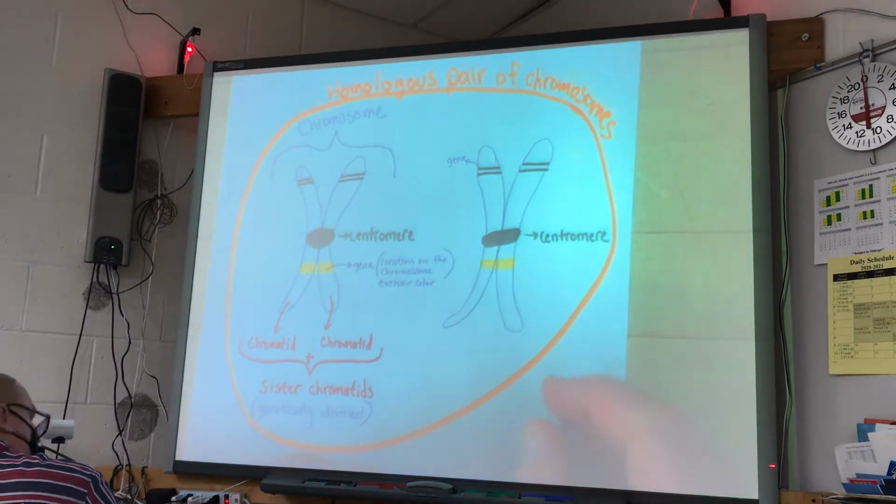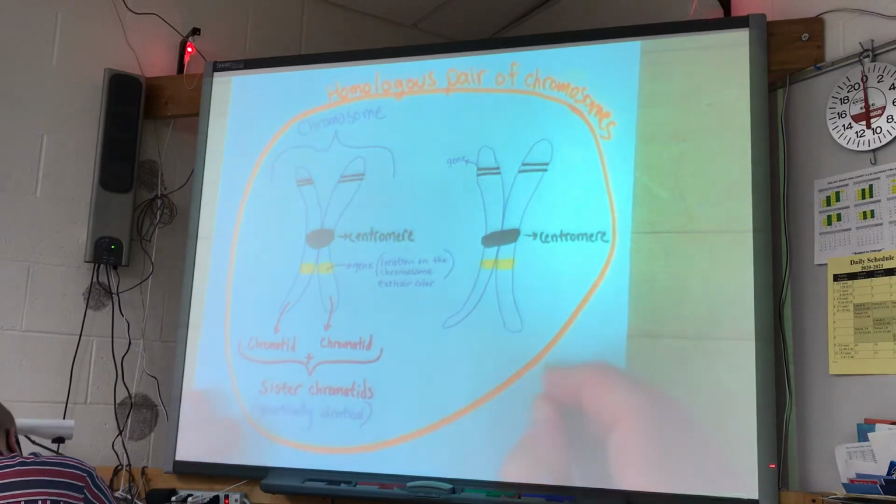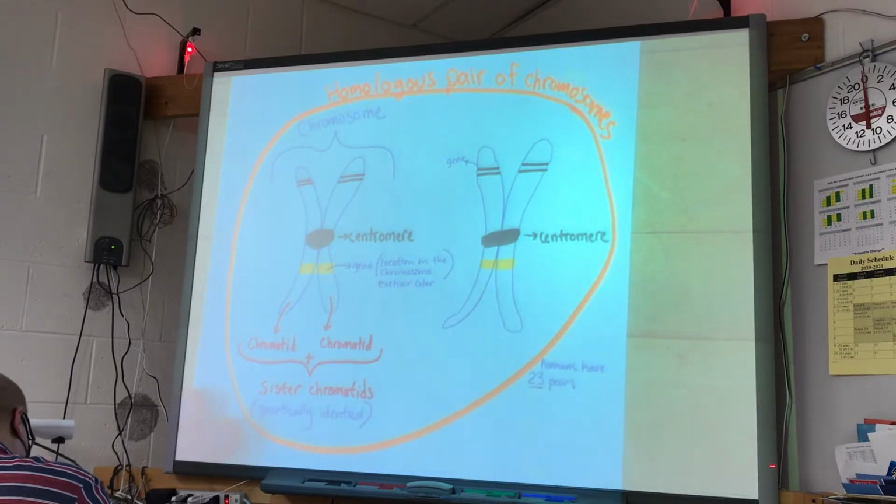Where did one of these chromosomes come from? Your mom. And if the one came from your mom, where did the other one come from? Your dad. That's where the genetic information from these chromosomes came from. We have 23 pairs. We have 46 total chromosomes in our body cells.